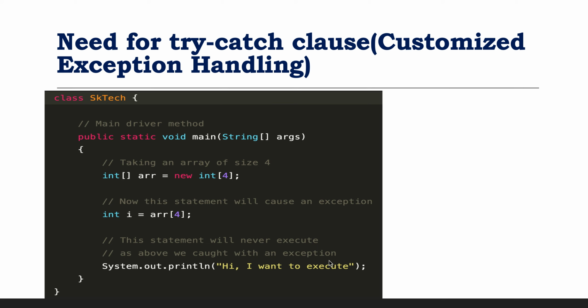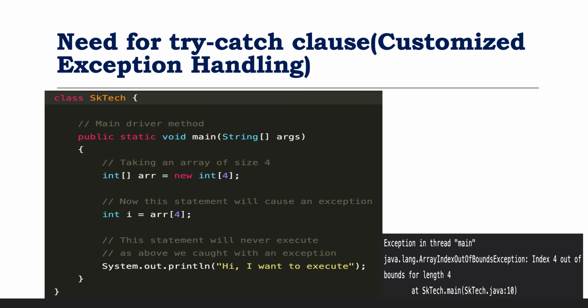But let's say we have a requirement that if there is some exception, it should handle it, show some message, and after that all the statements written after this statement should execute. If you run this program, you will see output something like this. It will throw array index out of bound, index 4 out of bound for length 4 at line number 10. And if you observe, the statement after this array statement is not printing here. So using the try catch block we can handle this kind of exception, and also continue to execute the next statement.